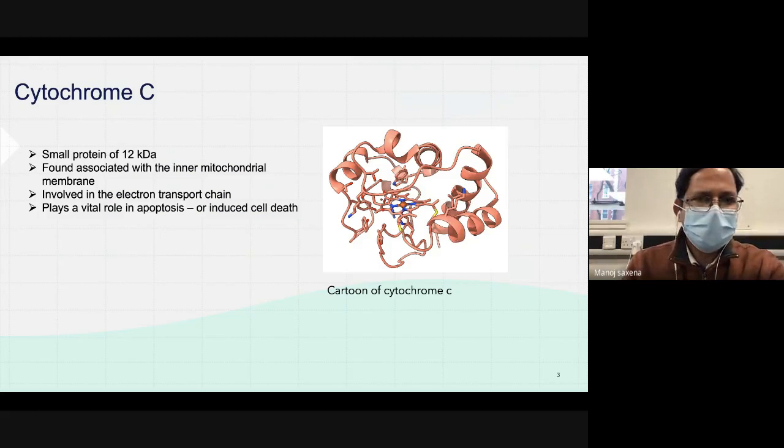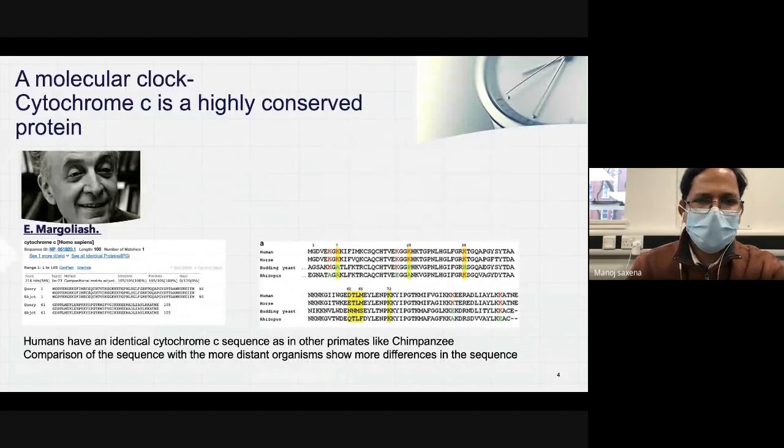So as I said, this is a small protein of only about 12 kilodalton in humans and about 105 amino acids. And here is a cartoon representation of this protein. So when the study of this protein was just beginning in early 1950s or late 1960s, during that period, there was a burst of different studies that started about this protein because of work of Emmanuel Margolius.